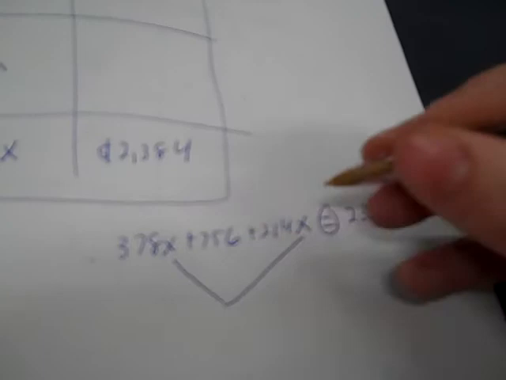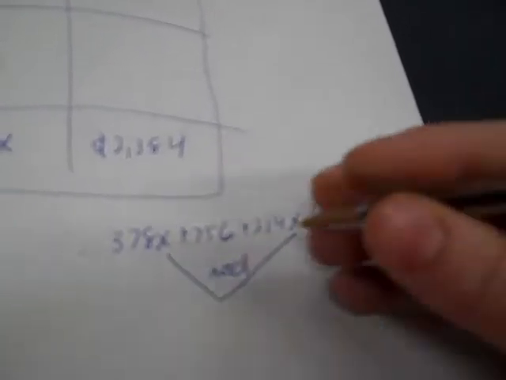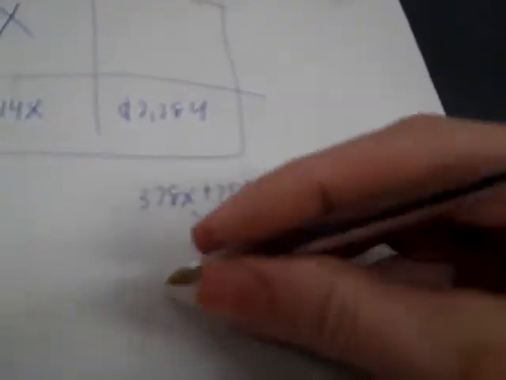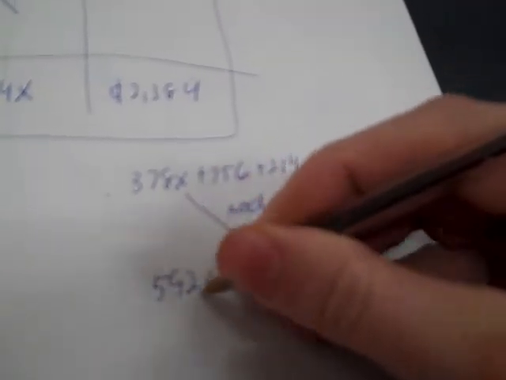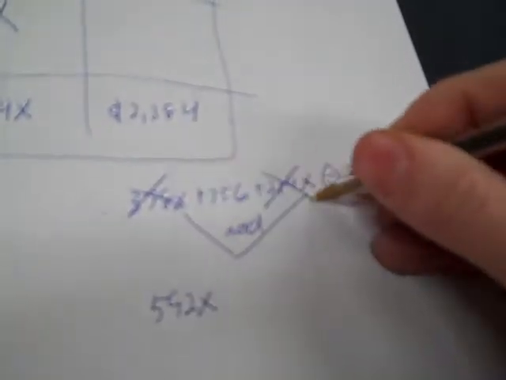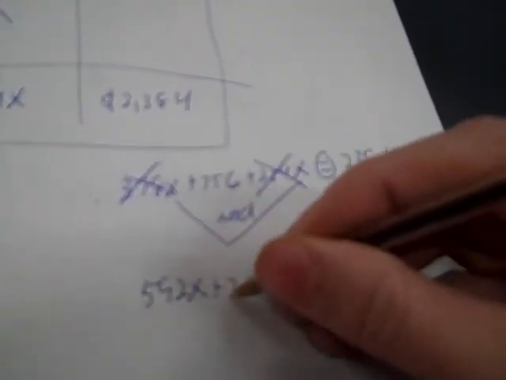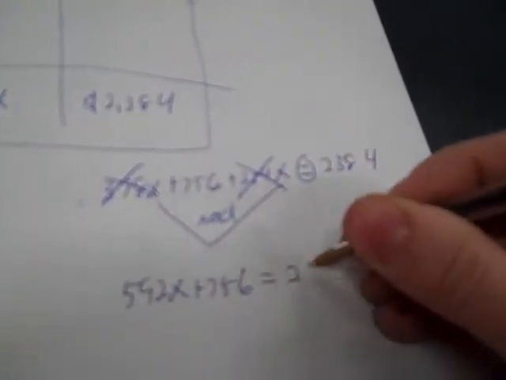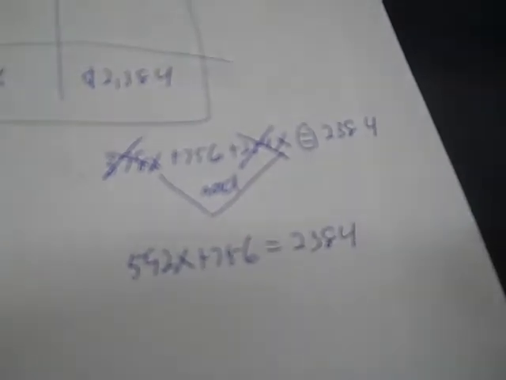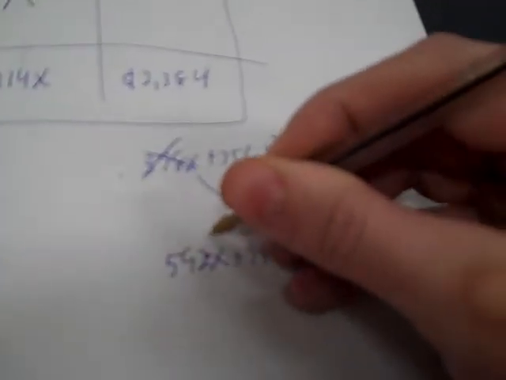Okay, so the x's are on the same side, so it's the adding pyramid. And I add those together. So I add 378 plus 214, that's 592. Plus 756 equals 2,384. Now dot your X and circle it.